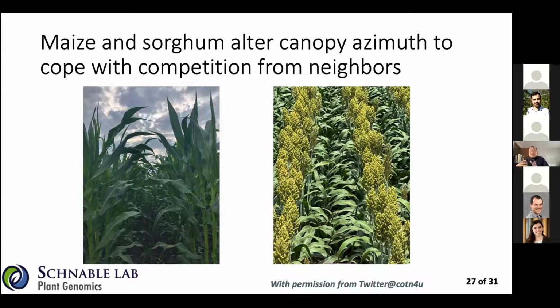So this leads to two interesting hypotheses. The first hypothesis is that this ability is directly inherited from the common ancestor of sorghum and maize. Or it could also be due to parallel selection, because both corn and sorghum have been intensively selected for better adaptation to high planting density.